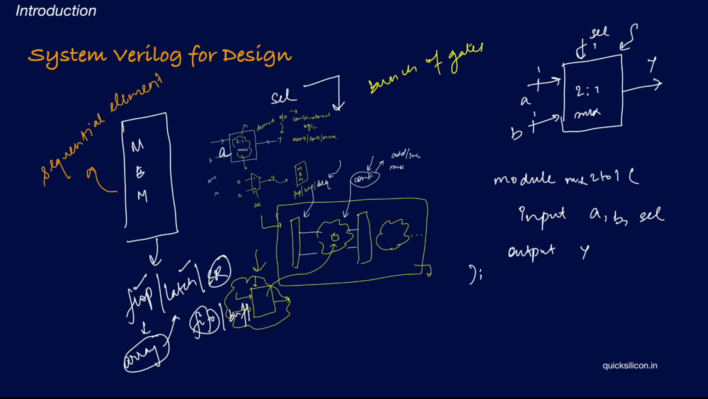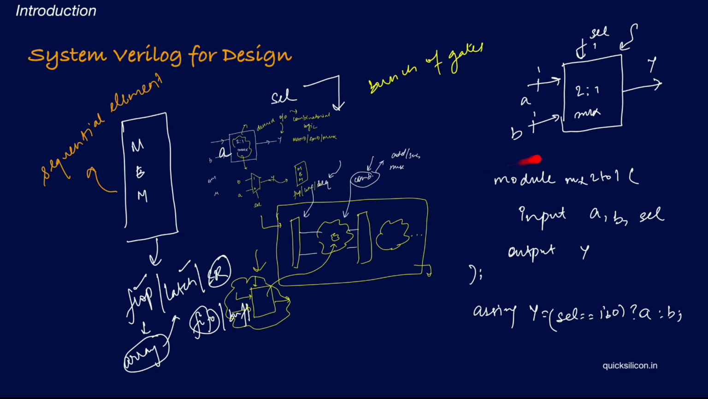Now similarly, what you can do here is once you have all of this information combined, you could simply drive your output by using assign Y is equal to, depending upon the select signal, if it is equal to 0, then you would give the output as A, otherwise you would give the output as B. Now what I have done here is that I've used a ternary operator, and that particular ternary operator takes a look at the value of the select input. If it is equal to 0, then it produces A as the output, otherwise it produces B as the output and puts that output into Y.